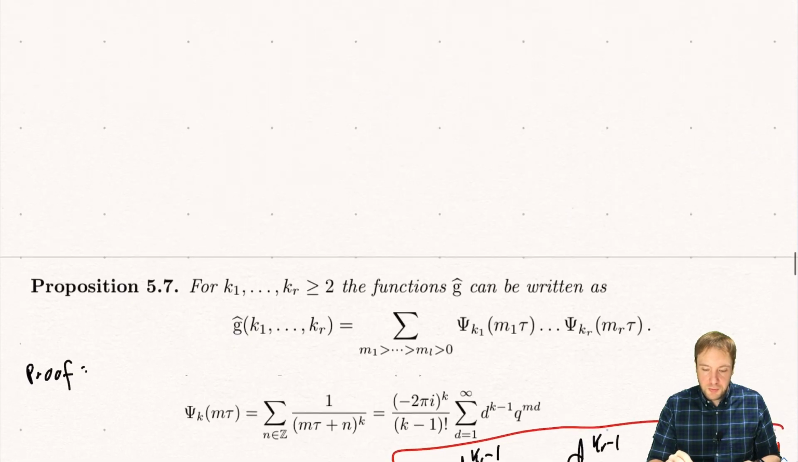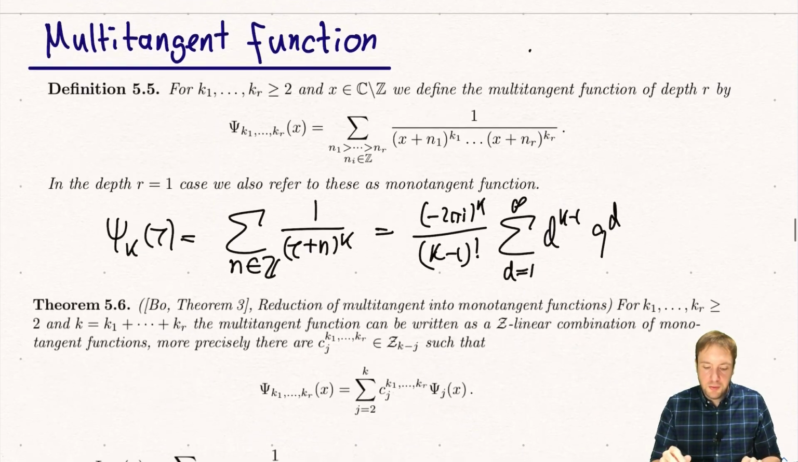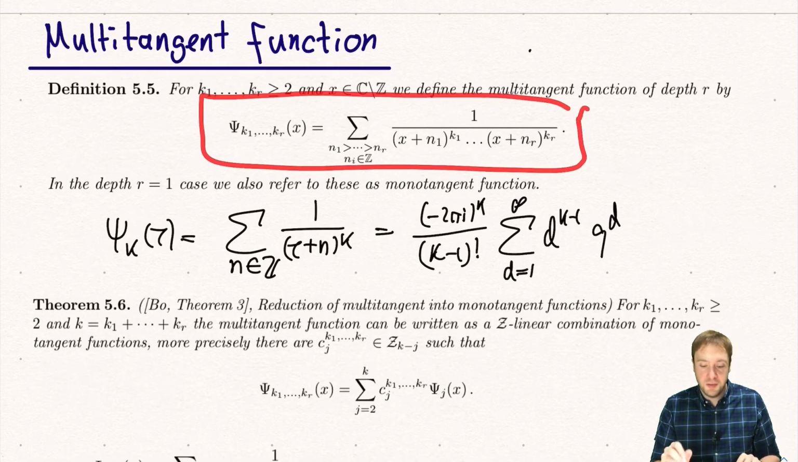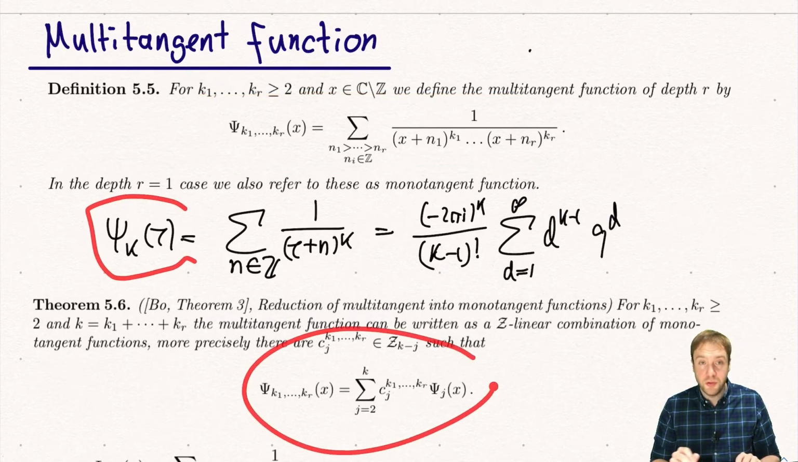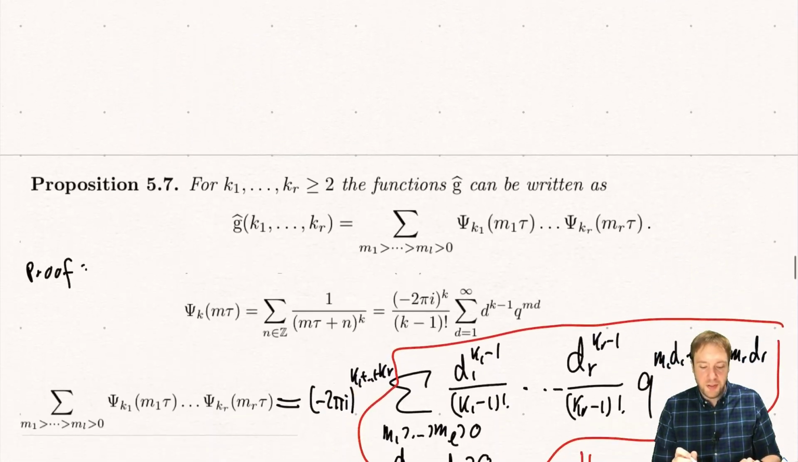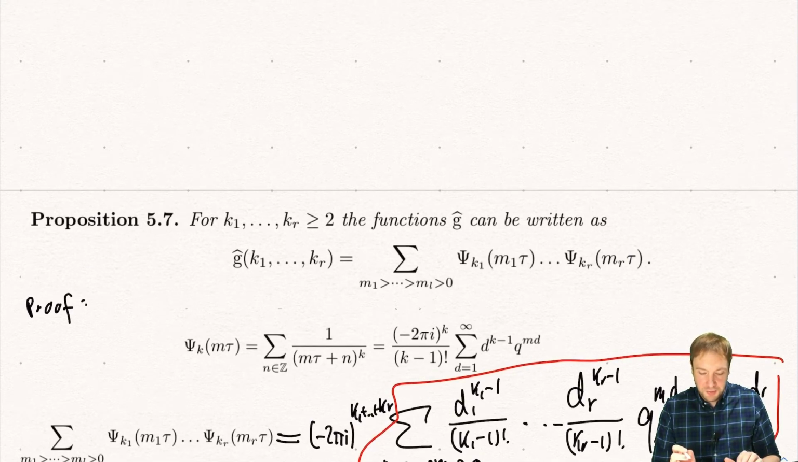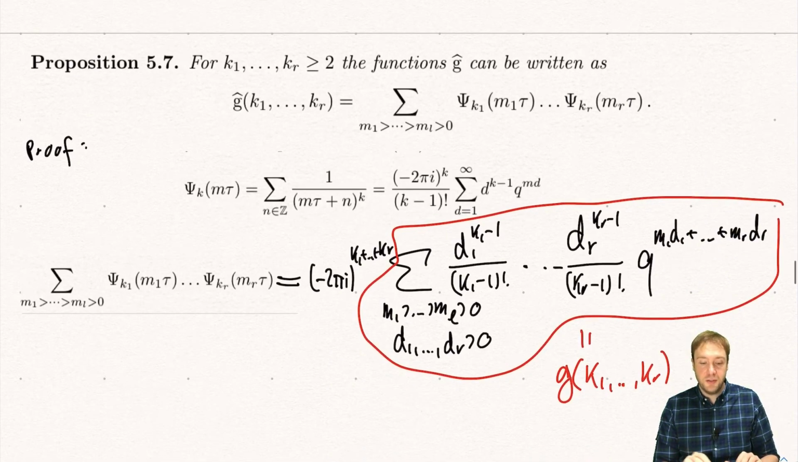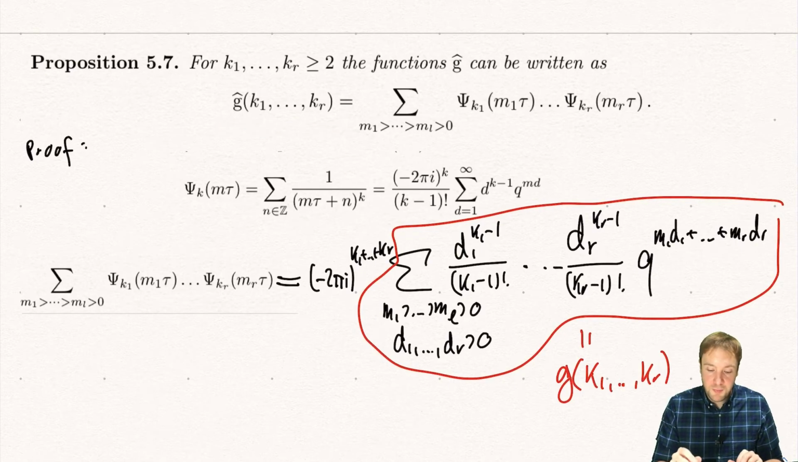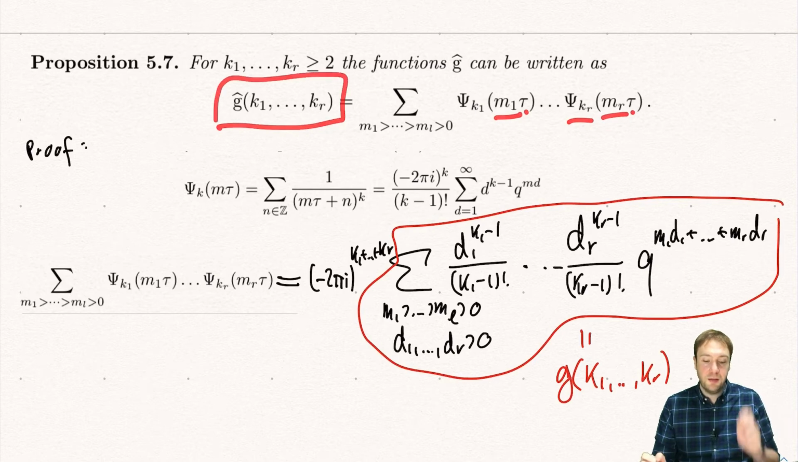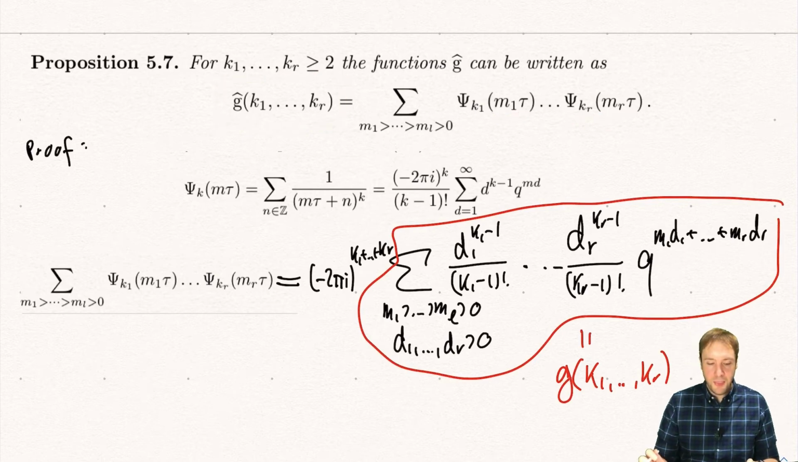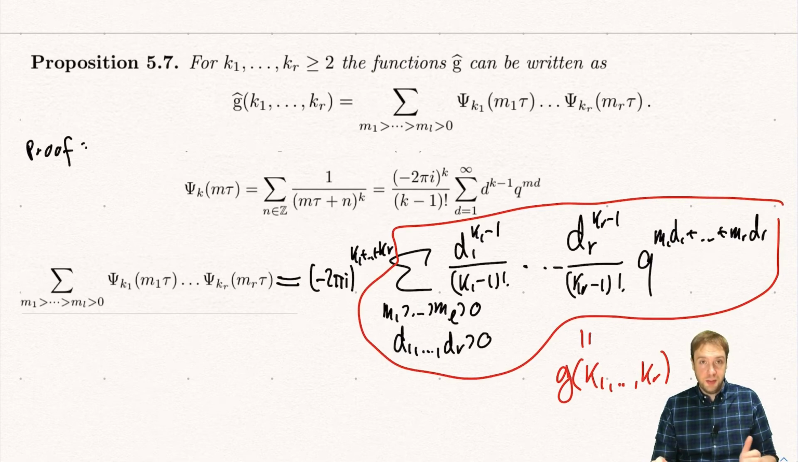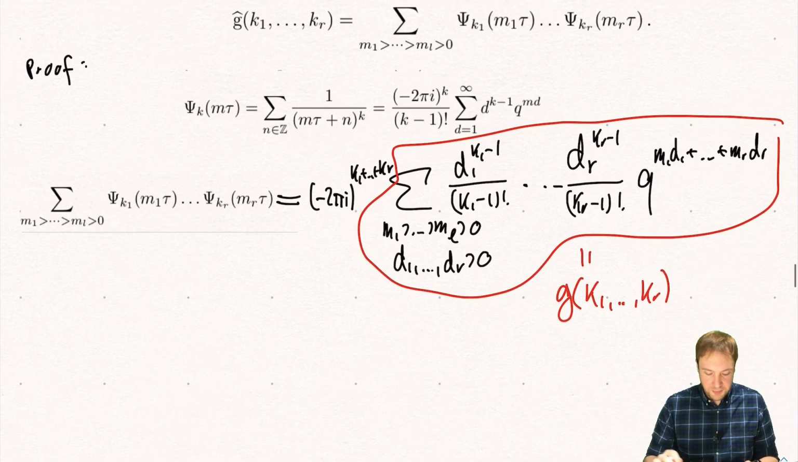Okay, so let me recall. We have these multitangent functions, which can always be written in terms of these monotangent functions. And the connection of these monotangent functions to our Q series G is given by the fact that whenever I have an ordered sum of these monotangent functions, where I consider psi k1 of m1 tau up to psi kr of mr tau, then this is exactly our Q series G hat. And these are the main ingredients we need for the calculation of our Fourier expansion.